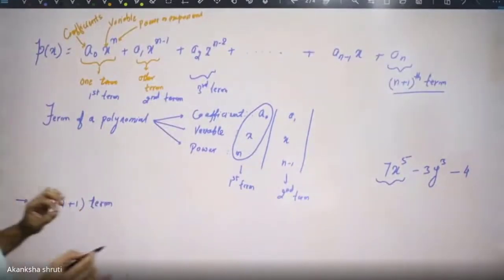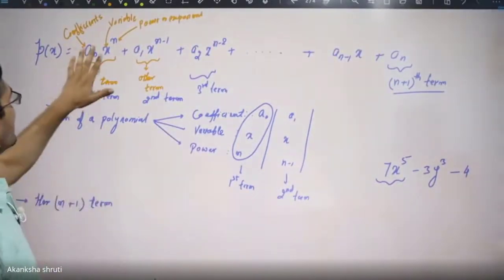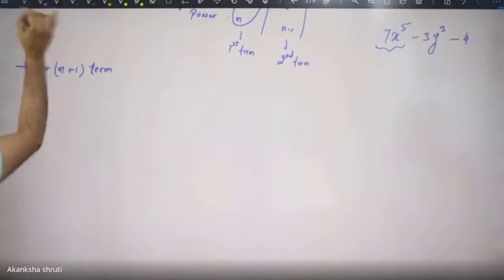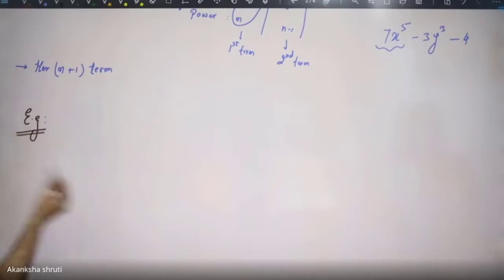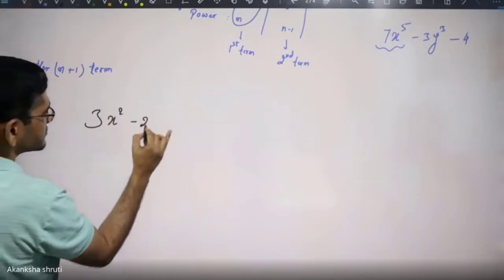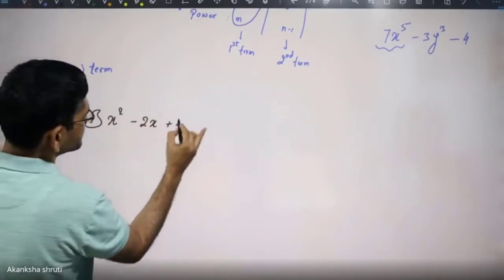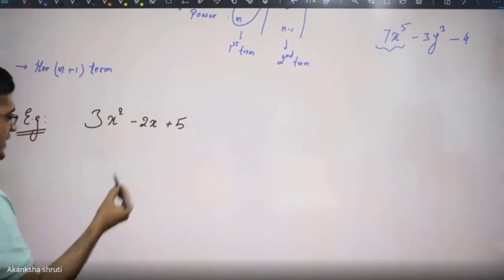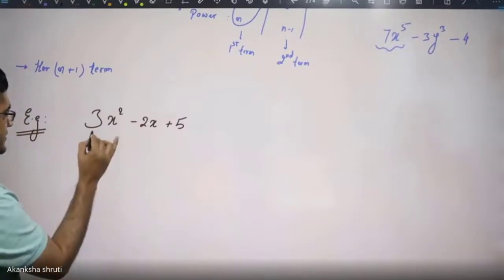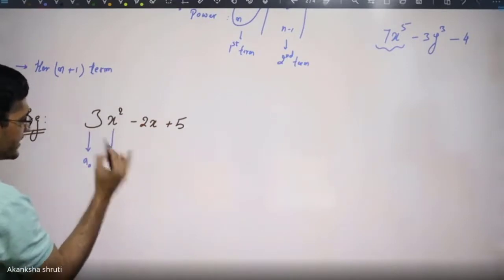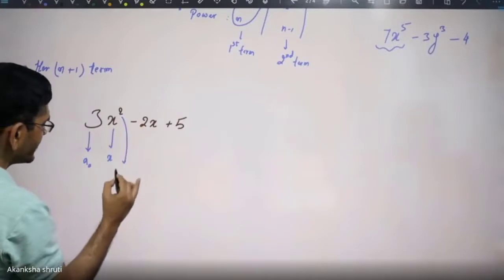Now a few more things we have to understand. Student, now we have to understand the degree of this polynomial. But before going to that, let us understand whatever we have learned with some example. Example, if I am taking say 3x square minus 2x plus 5, whether it satisfies the definition or not. So student, here this 3 is acting like our a0. This is the x itself. This is like our n.